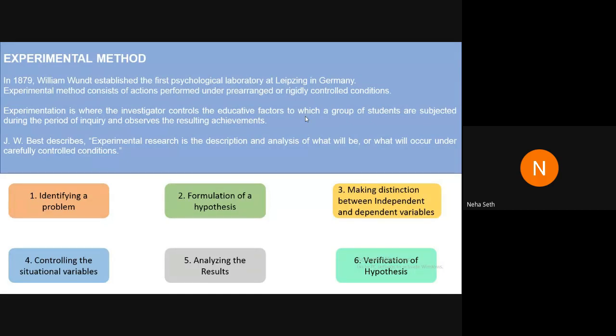By randomly giving the situation, they are told that their behavior will be observed, and then we actually come to the results based on that. Then we try to generalize the results. The steps that we generally follow in the experimental method are: we first identify the problem.